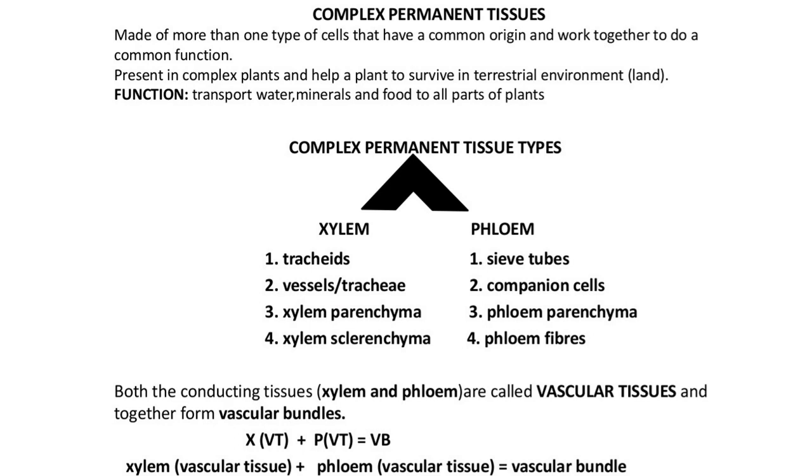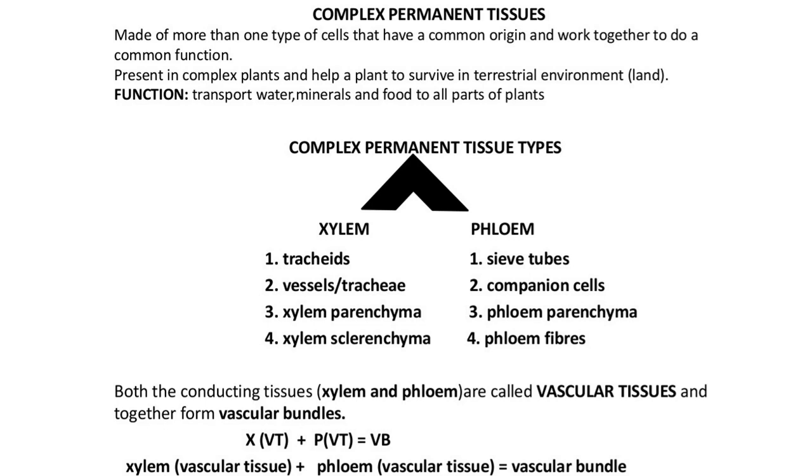Now let's talk about the complex permanent tissue. They are made up of more than one type of cell, but these cells have a common origin and they work together to perform a common function. They are present in complex plants and help the plant to survive on land, in the terrestrial environment. Now what function are these tissues performing? They are basically performing the function of transporting water, minerals and food to all parts of the plant.